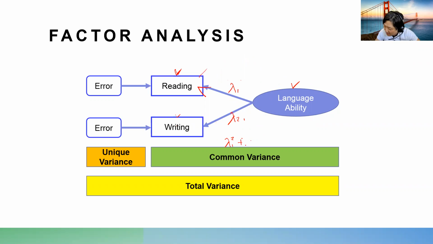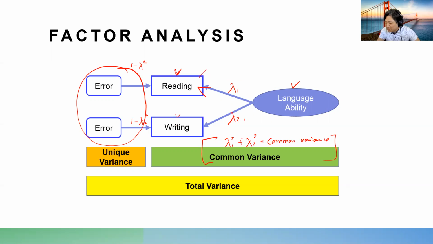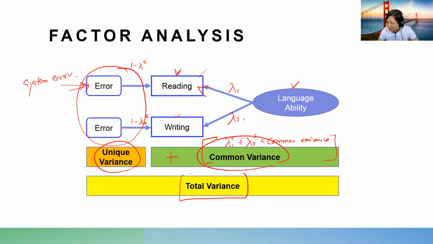If you add these two things, that is the common variance. Right here, this is the common variance. And then factor analysis also considers the error portion. This is the unique variance. So this will be 1 minus lambda 1 and 1 minus lambda 2, because the total variance is 1. And this error includes systematic error, non-systematic error, or measurement error, any kind of error that can be included. So the error variance, the unique variance, if you add these two, this is the total variance.